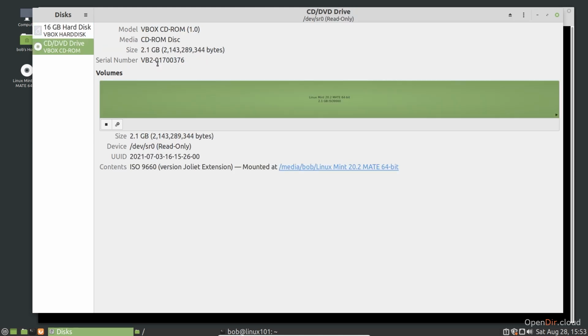The second device is the virtual DVD I used to install the operating system. It is using /dev/sr0. Note that the system identifies it as read-only. This is what we would expect since this isn't a writable DVD drive.